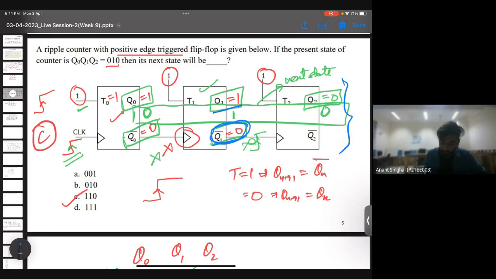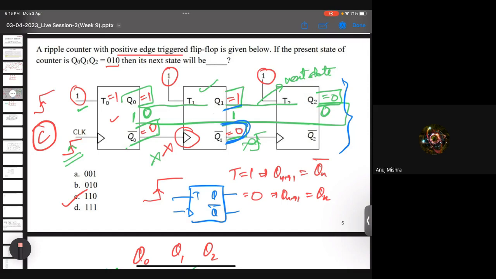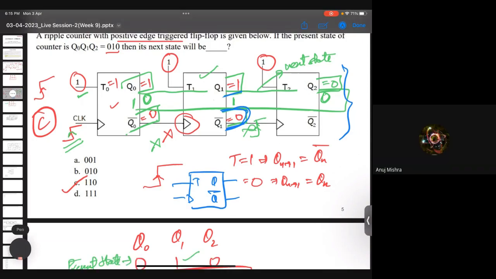No, you see, this is a basic flip flop. You have a certain input, you have a clock, and you have two outputs, which are Q and Q bar. So this is Q1, and this is Q1 bar. Is it clear now? Yes, sir.